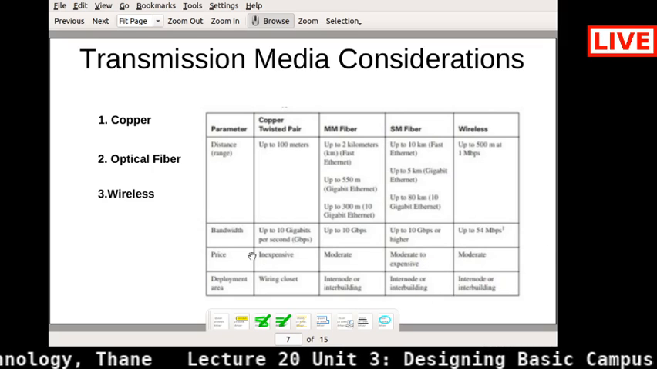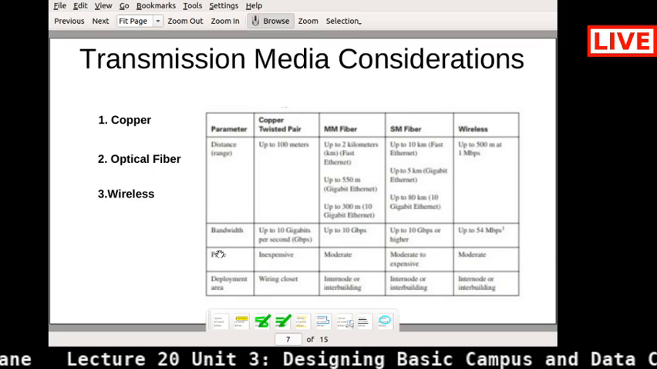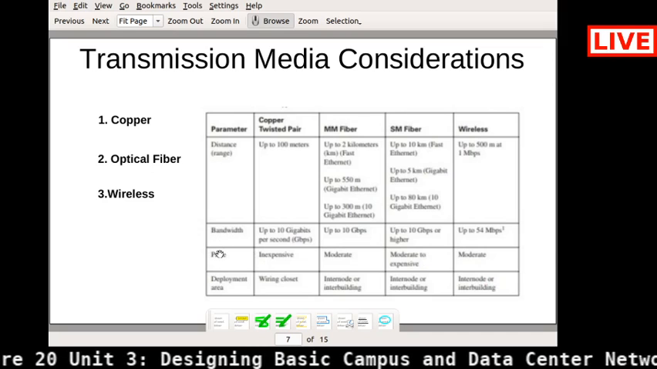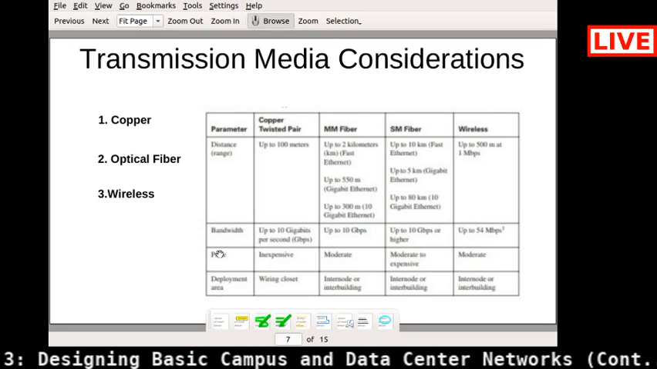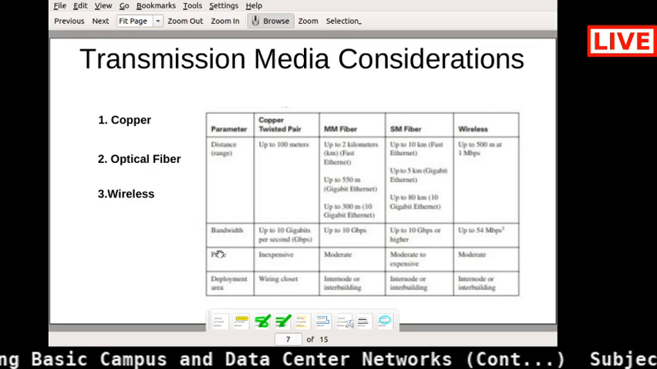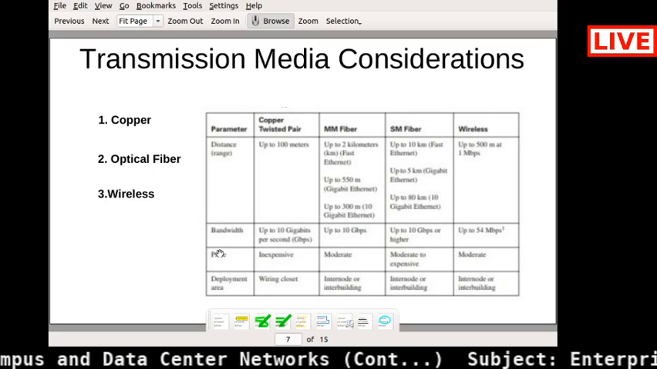Then the third parameter we are comparing is the price. This particular price is not only about the transmission media.